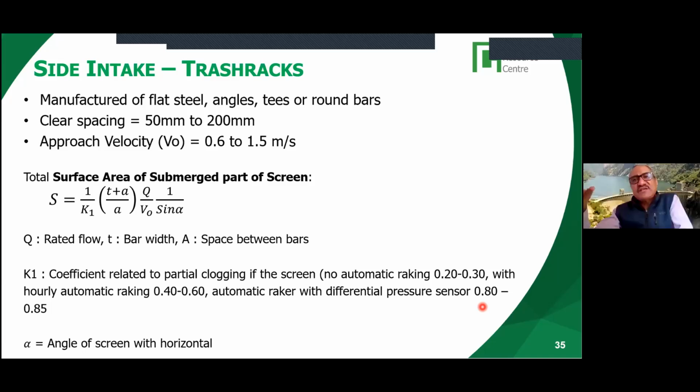And if there is a differential pressure, meaning when the trash rack is clogged, then you have some difference between upstream and downstream. If it's an automatic raker, then you use a value of 0.8 and 0.5. And the angle of the screen with the horizontal is alpha. So basically, you calculate the submerged area of the screen using this formula.